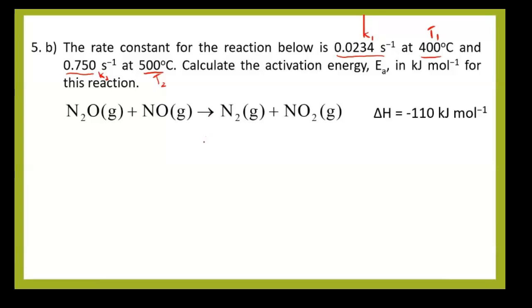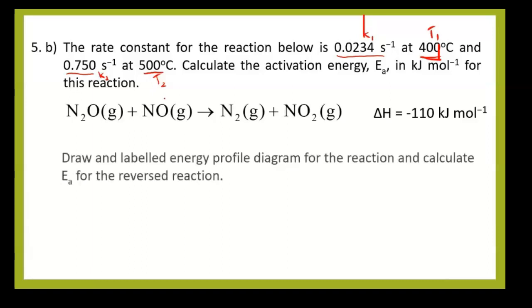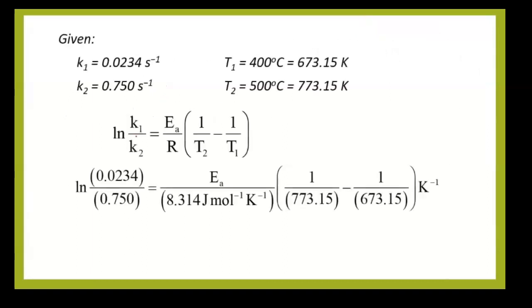Calculate the activation energy in kilojoule per mole for this reaction. If you still remember the concept, when we have two temperatures and two K values, it is based on the Arrhenius equation. When we relate the change of temperature from 400 degrees Celsius to 500 degrees Celsius, we use the Arrhenius equation. So you must remember to use this formula: ln K1 over K2 equals Ea over R in bracket 1 over T2 minus 1 over T1.